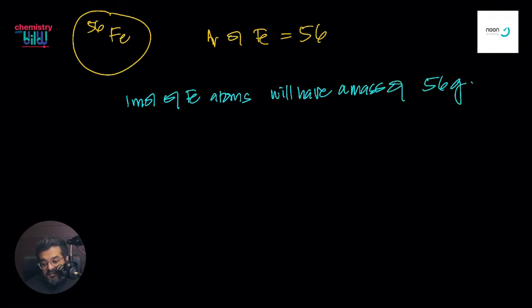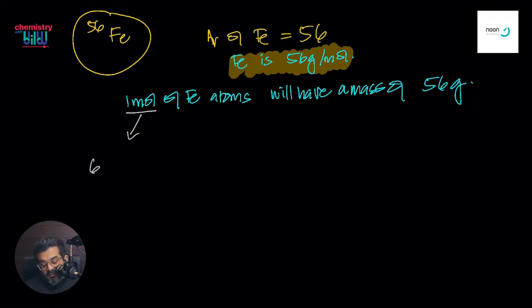56 grams. Which means iron is 56 grams per mole. That's the shortest way of saying it. Iron is 56 grams per mole, because every mole of iron is 56 grams. And I even know how many atoms is 1 mole, don't we? We know 1 mole is this many atoms. So this many atoms of iron have a mass of 56.